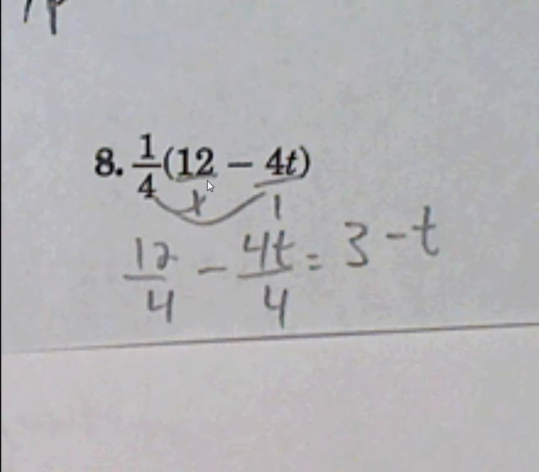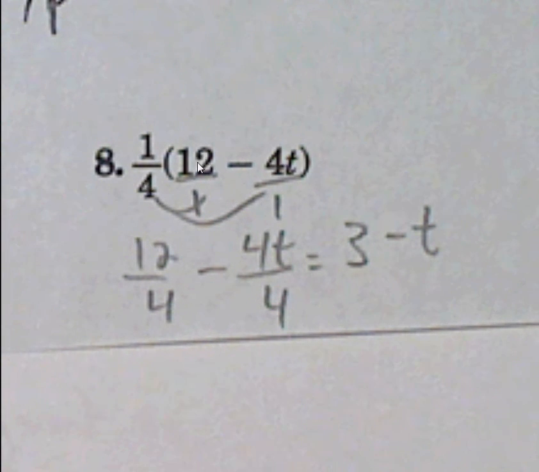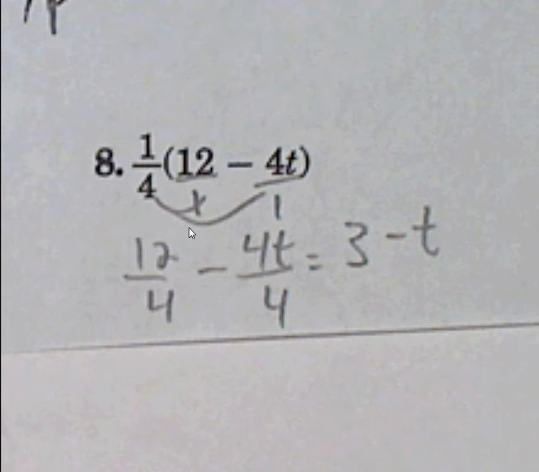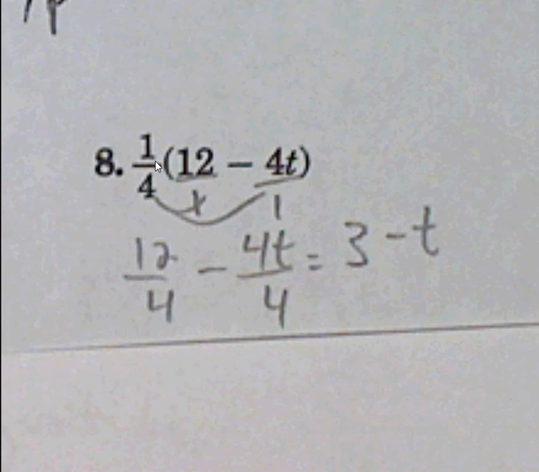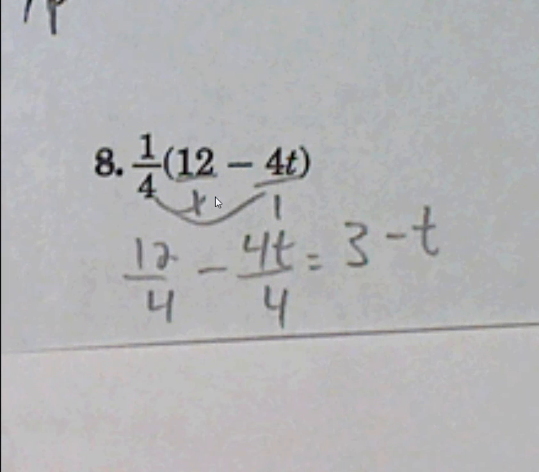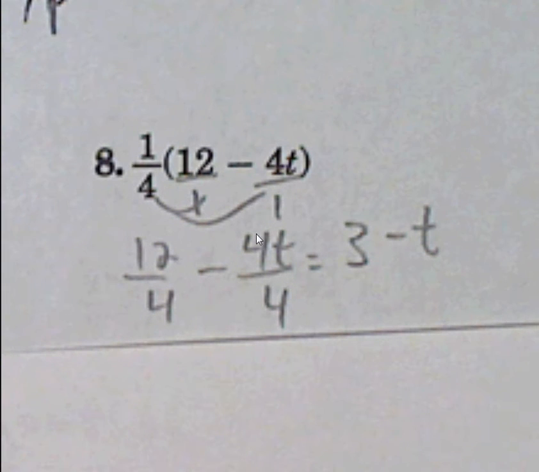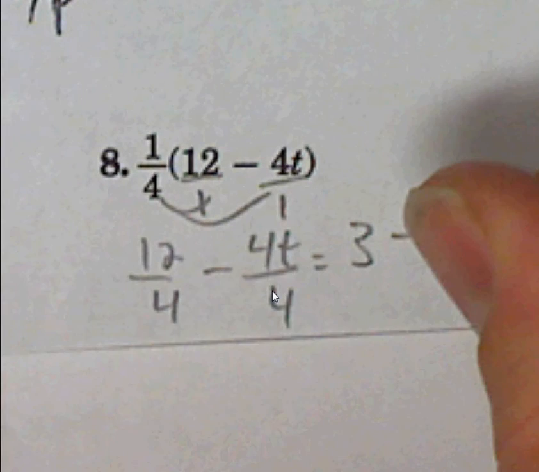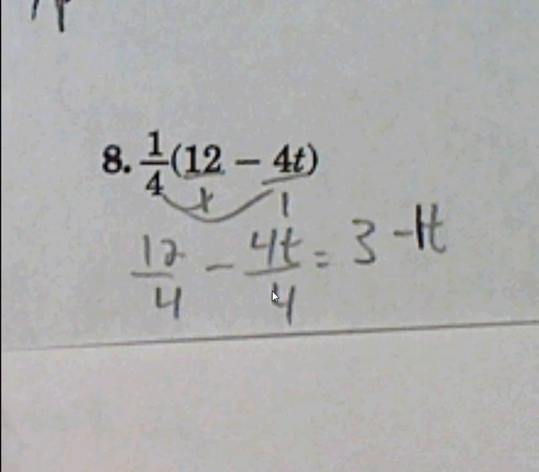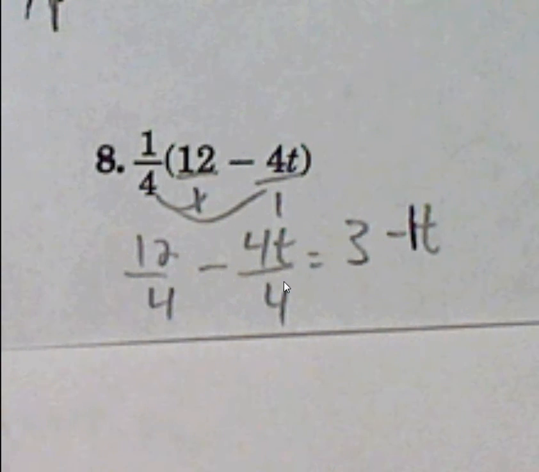One over 4, I'm going to distribute, so I made these into fractions. Top times top, bottom times bottom. 1 times 12 is 12, 4 times 1 is 4, minus 1 times 4 is 4, 4 times 1 is 4. I can reduce this into 1. So this would be the same as 1, 3 minus 1t.